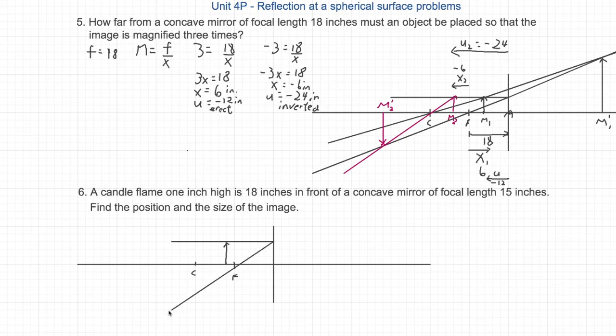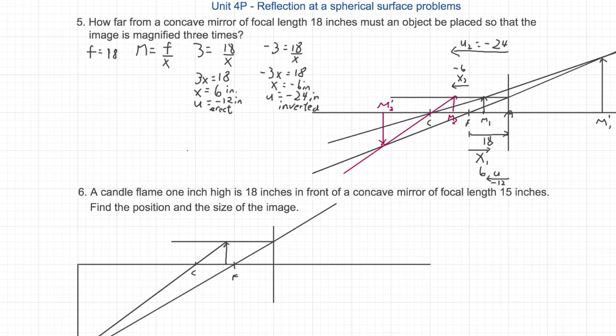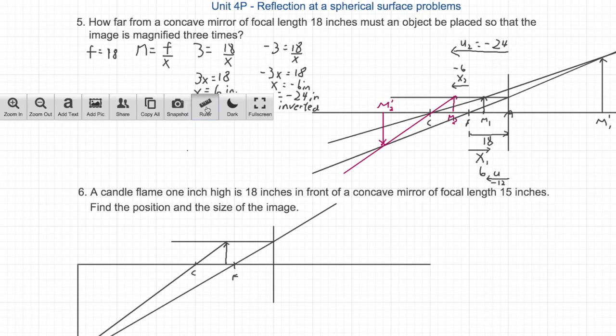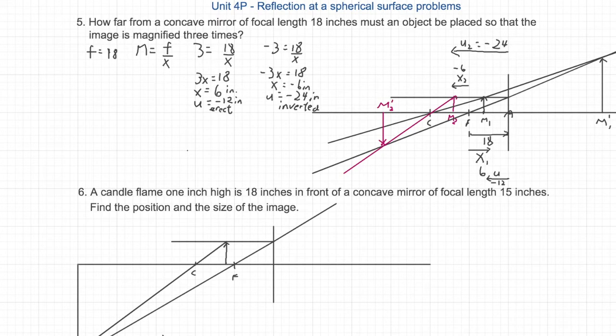And we'll construct our parallel ray, which reflects through F. And we'll construct our ray through the normal. So you can't see it, but you can imagine that the image is inverted and real and quite a bit bigger than the object over there. And the object is 1 inch high.